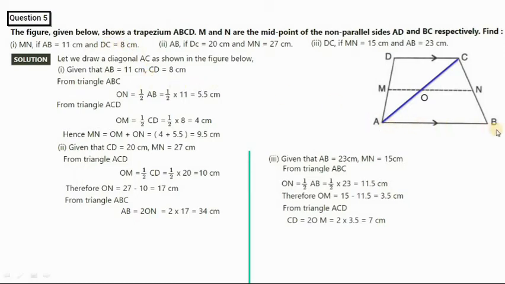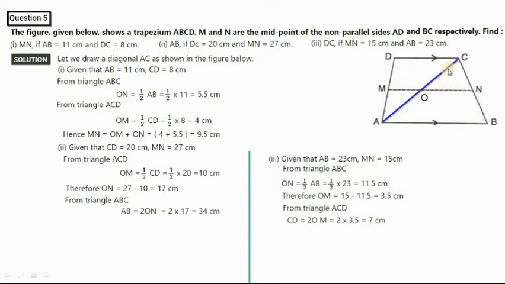So AB is given to be 11 centimeter, right? And DC is given to be 8 centimeter, right? Now let us see what is happening in triangle ABC. What is our aim? Our aim is to find MN, right? So to find MN we will find MO and ON.